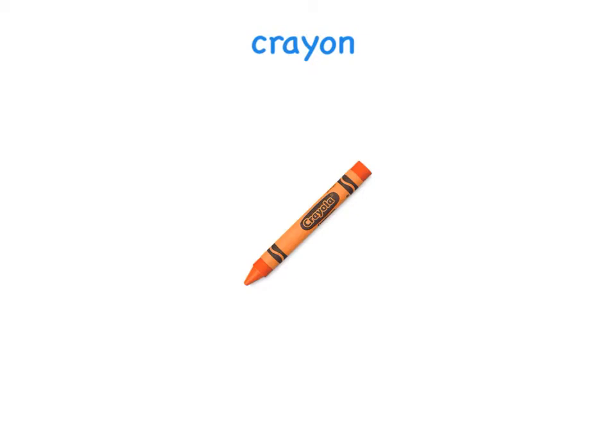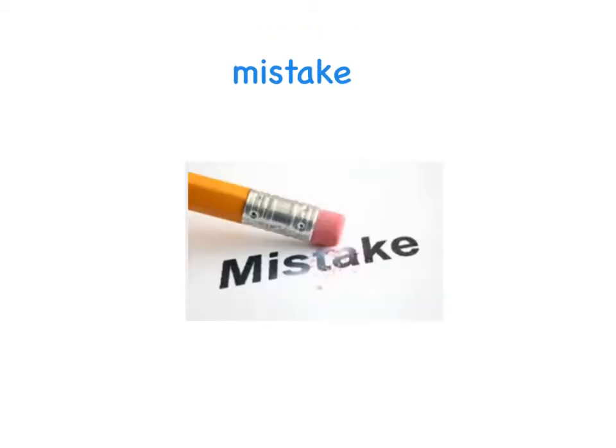Crayon. Our long A sound is spelled with the AY pattern and is in the first syllable. Mistake. Our long A pattern is in the last syllable with our silent E pattern.